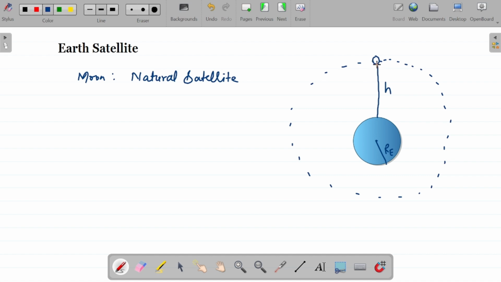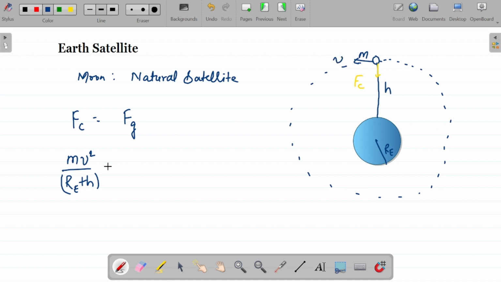In this case, there should be a force, a centripetal force, acting on this satellite to keep its motion in a circular path. So this centripetal force is here the gravitational pull provided by the Earth. And we know this centripetal force can be represented as mv square by r, where r is from here to here, so it is Re plus h, and m is the mass of the satellite.